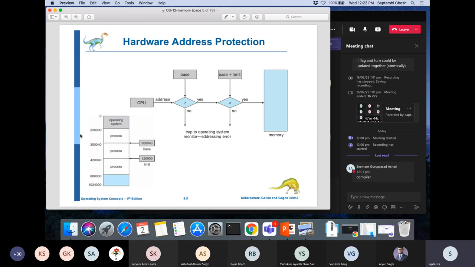So suppose the CPU, when running a program, generates... Say the CPU is running this program, this middle one, which lies between 300040 and 420940. The CPU is running this program and it generates the address 5. Because it thinks that the memory starts from 0, it generates the address 5. What does that mean? Which memory should it actually be mapped to?